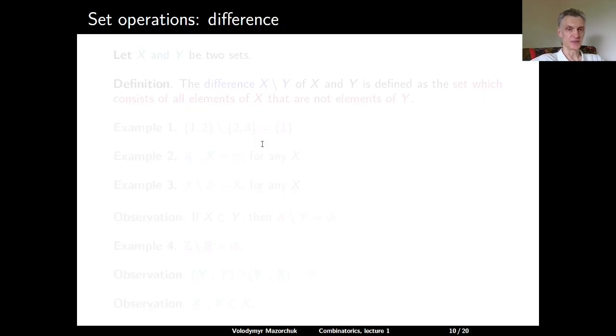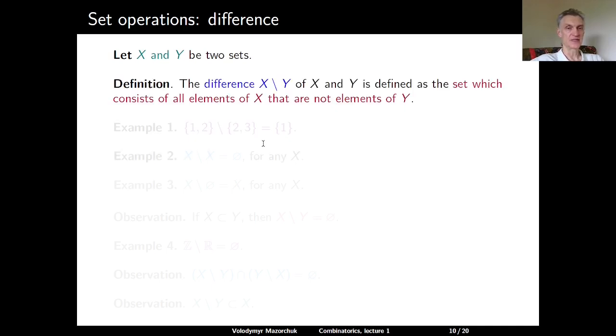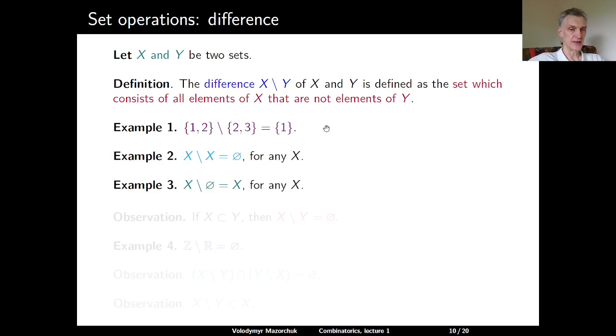Next, let us talk about the difference between sets. Let X and Y be two sets. Definition: the difference X minus Y of X and Y is defined as a set of all elements of X which are not elements of Y. So for example, the set {1, 2}, if we subtract from this set the set {2, 3}, we will get {1}. So the common element is 2, we should throw it away, and the rest is 1. So for example, X minus X is equal to the empty set for any X, and X minus the empty set is equal to X for any X.